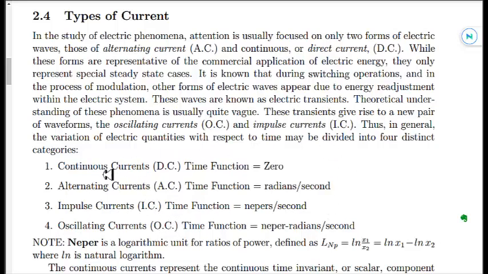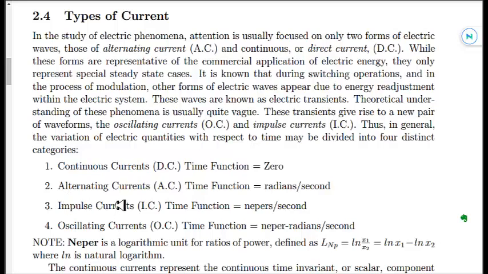Then he gives the time function of each of these currents, so basically how they're changing with respect to time. Of course, direct current, continuous current, does not change with respect to time, so its time function is 0. Alternating currents do change with respect to time. They alternate equally over time, and the units for alternating currents are radians per second.